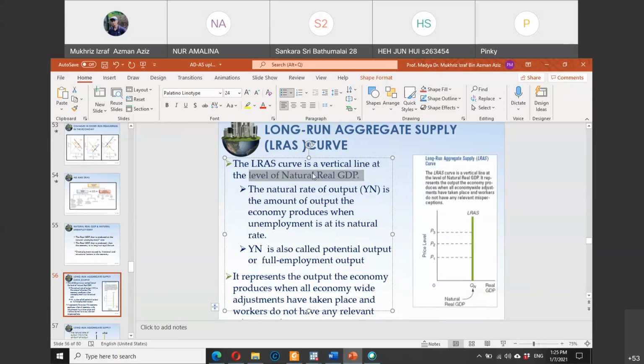Why natural real GDP? If you recall from your discussion in the unemployment topic, in the beginning of the macroeconomic syllabus, I think in chapter 8 or 9, you learned about different types of unemployment: frictional unemployment, natural rate of unemployment. So the term natural real GDP basically reflects the amount of output produced when unemployment is at the natural rate.